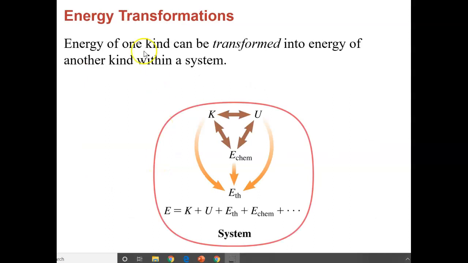All right, so energy can be transformed in a system into other kinds of energies. So kinetic can become potential, can become electrochemical, can become heat, but that total amount of energy remains constant. It can just change forms.